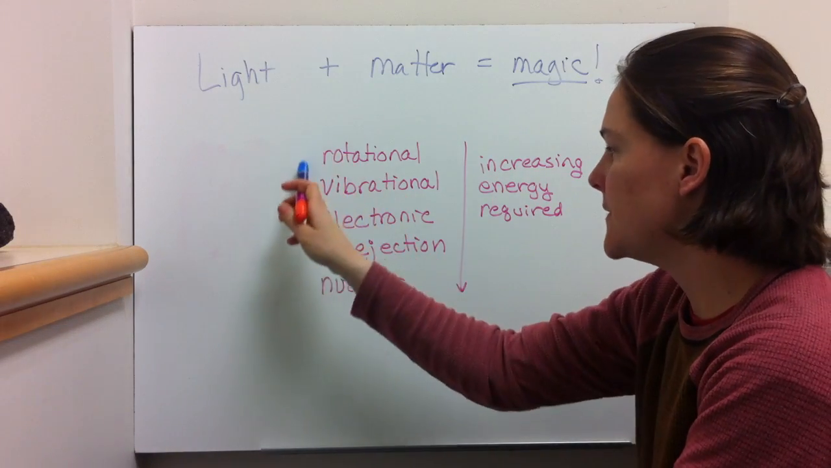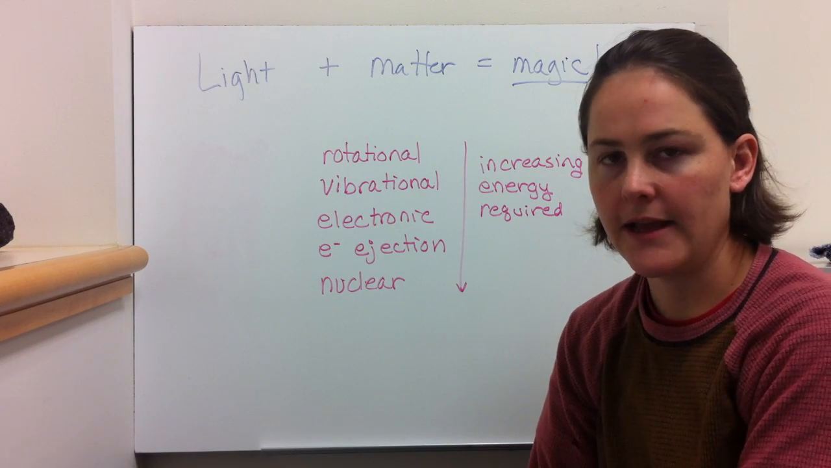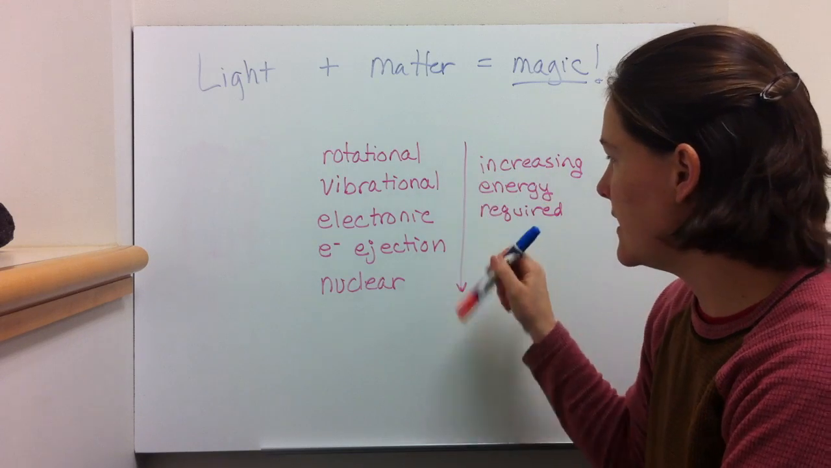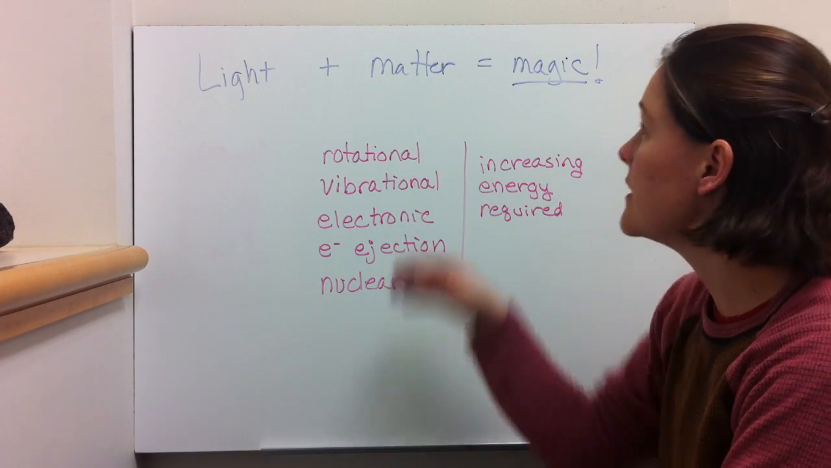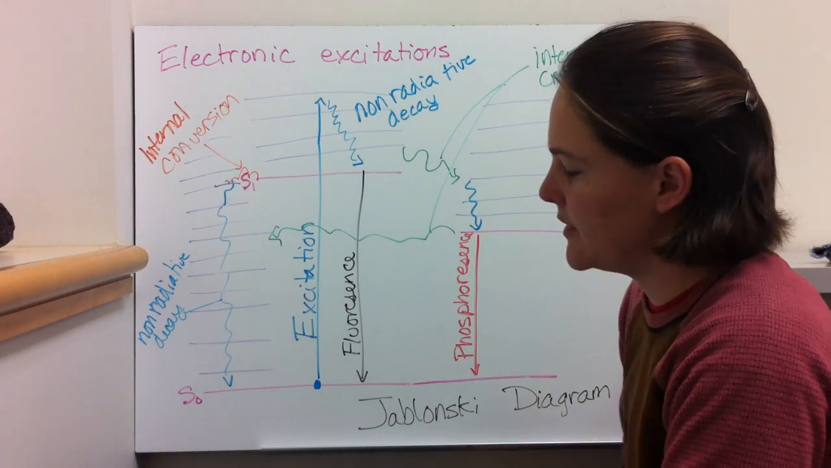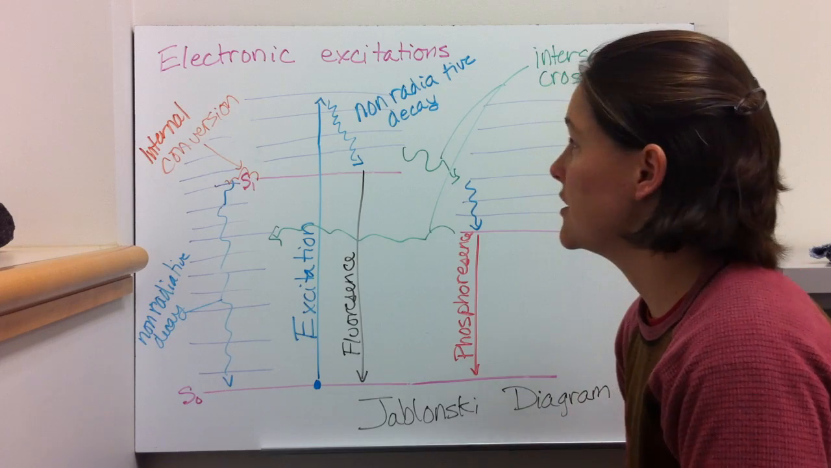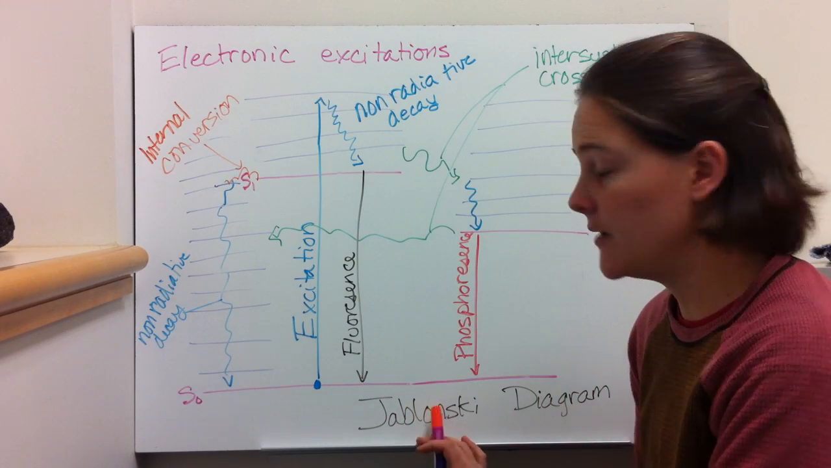So we've talked about these different ways that light can impact molecules, and they're listed in order of increasing energy required to generate those kinds of transitions. So let's move right along and talk about what can happen. We're going to be thinking mostly about the UV-Vis electronic transitions. So let's go through this diagram. It's called the Jablonski diagram.